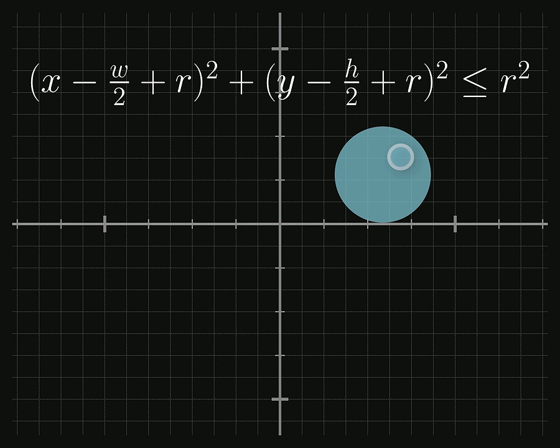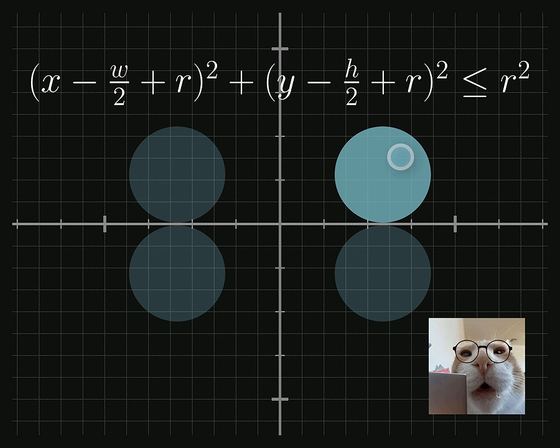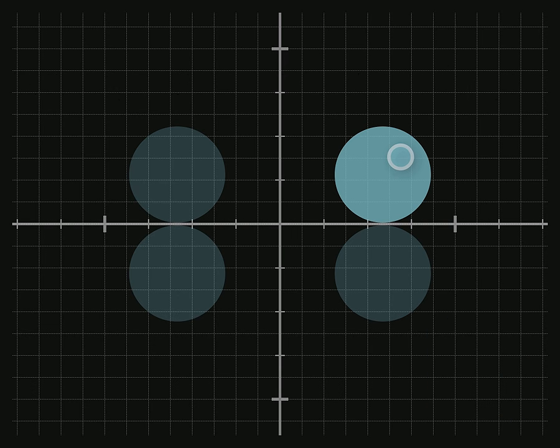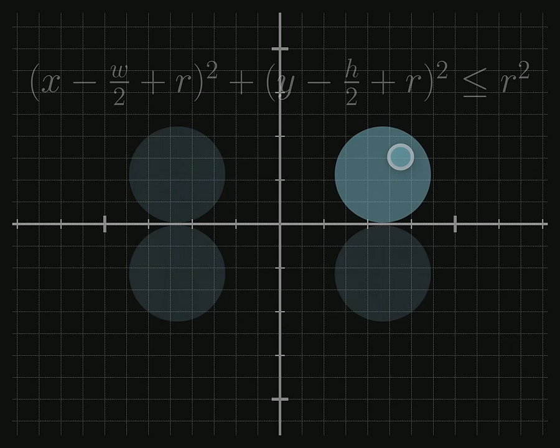So this circle does represent the top right corner, but it doesn't check for the corners in the other 3 quadrants. So how can I fix this? Well, in the checks for the rectangle, I was able to get all 4 quadrants to act the same by taking the absolute value of x and y. So I can do the same thing here.